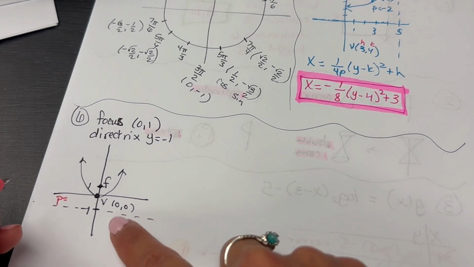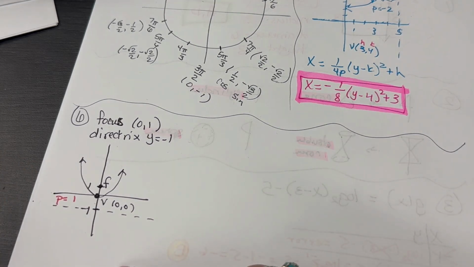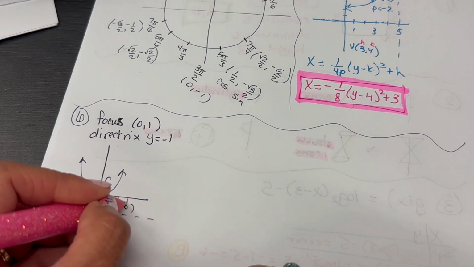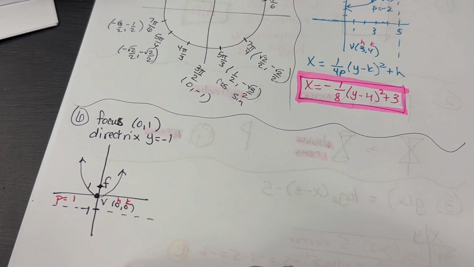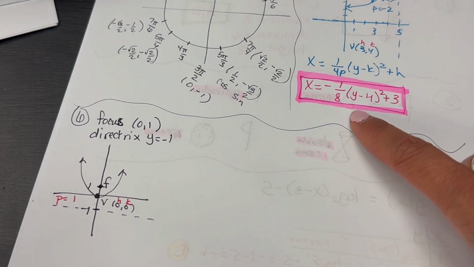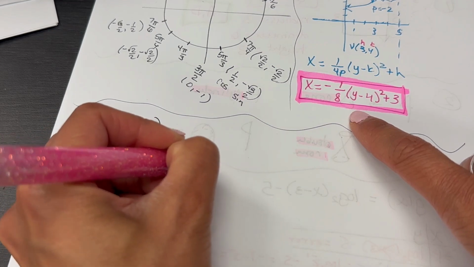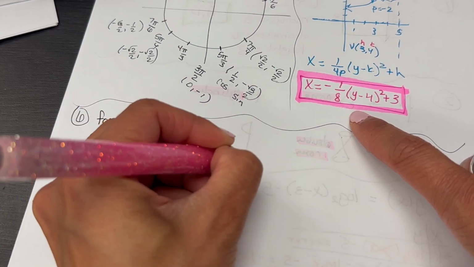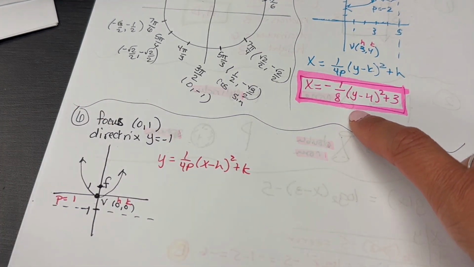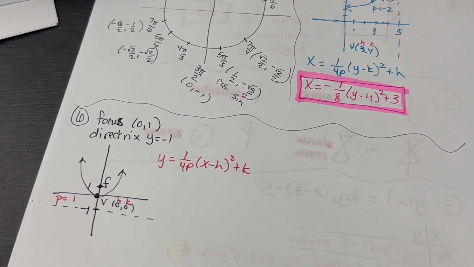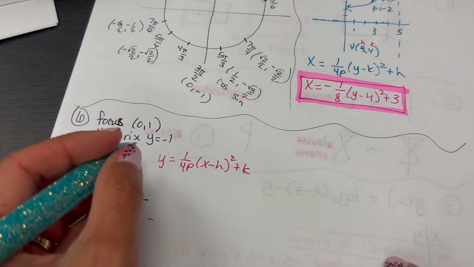Up is positive, so our p-value is a +1. Remember, the vertex gives us the h, k, and that's all the things we need. This is a vertical parabola, so I just need y equals 1 over 4p times (x minus h) quantity squared plus k. That's the formula we use for an upward facing parabola.